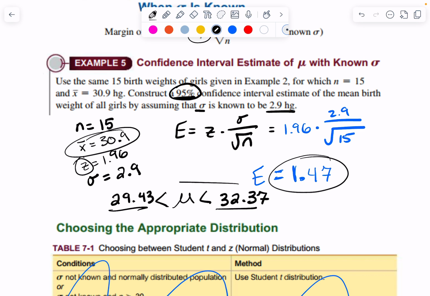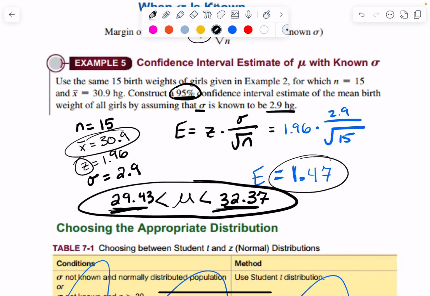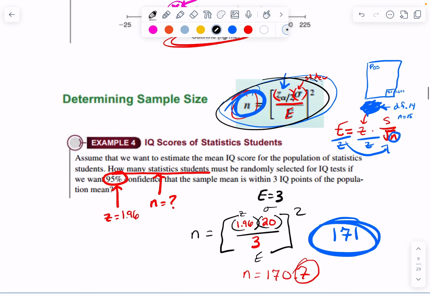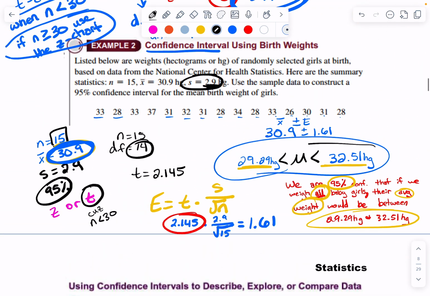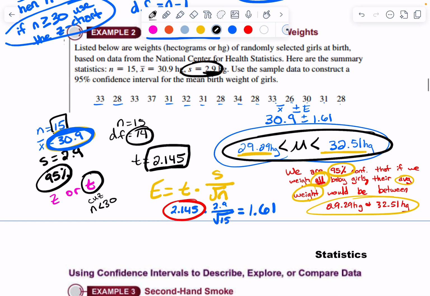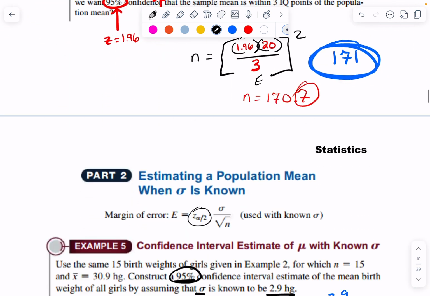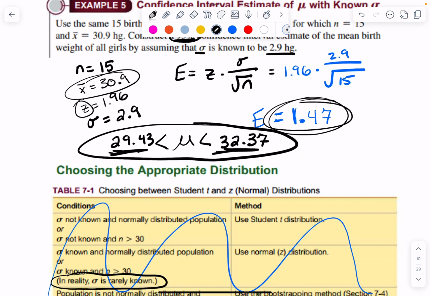Okay, so we can say that the population average weight for these baby girls will be somewhere between those two numbers. Okay, and that's a fairly narrow window, right? Slightly different than the range that we got before because we used the T chart there. T was 2.145, the T value that I used in my equation, versus here I got to use Z as 1.96.